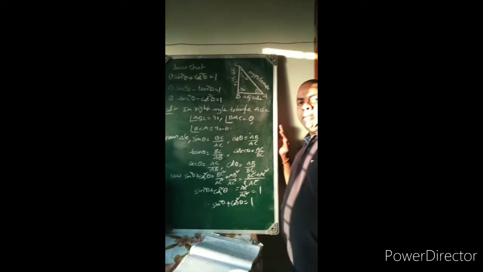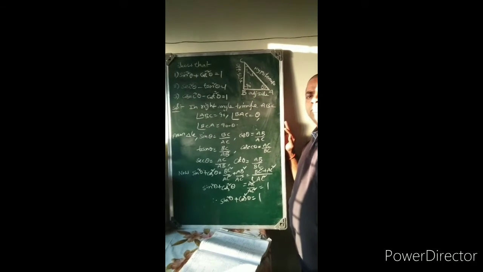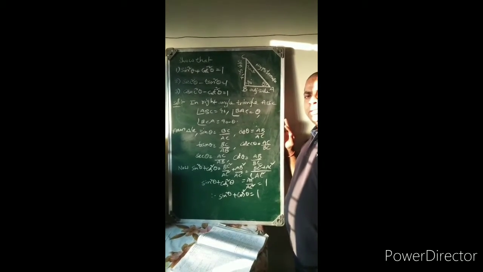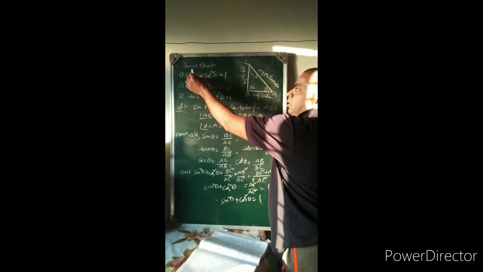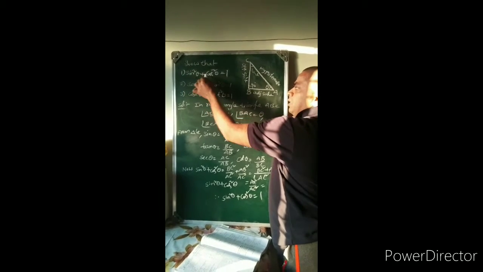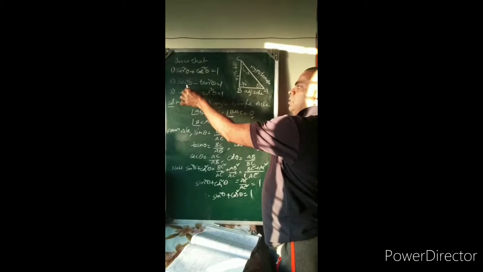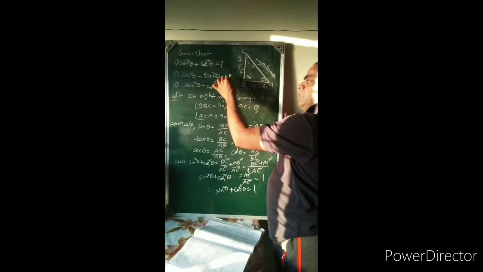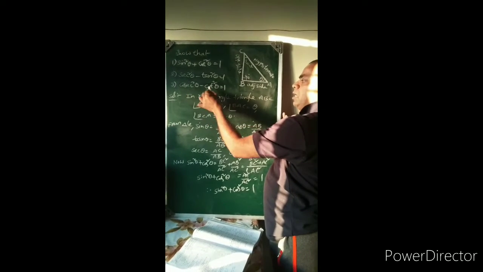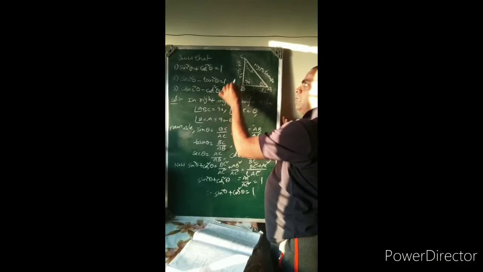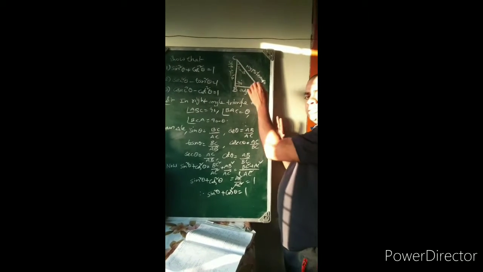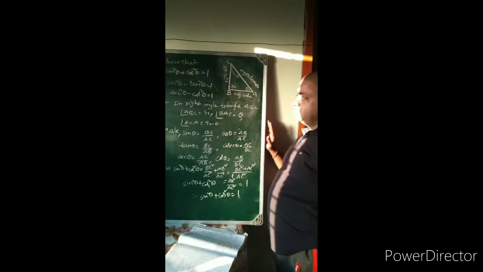Okay, today I have taken one important problem from the trigonometry chapter. Show that sin square theta plus cos square theta is equal to 1, sec square theta minus tan square theta is equal to 1, cosec square theta minus cot square theta is equal to 1 in triangle ABC. That is also a right angle triangle.